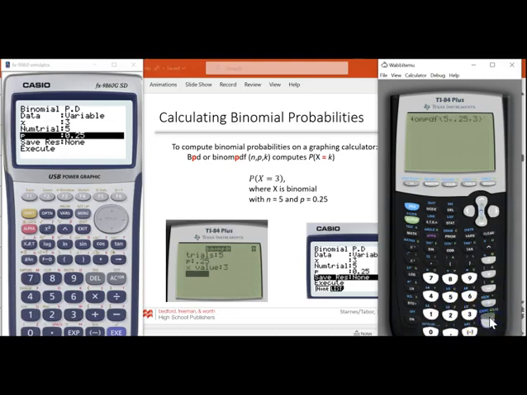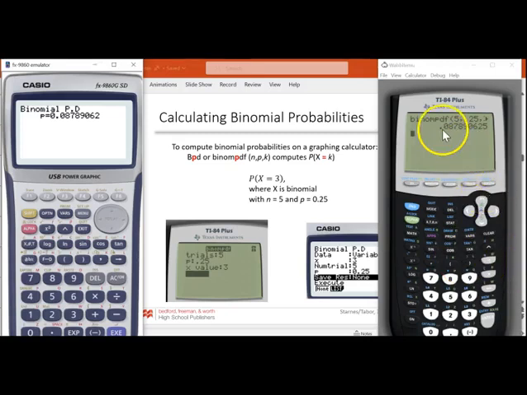Then we're going to hit that, and over here, I would just hit enter. And there's our probability, and that matches what we got when we used the formula.